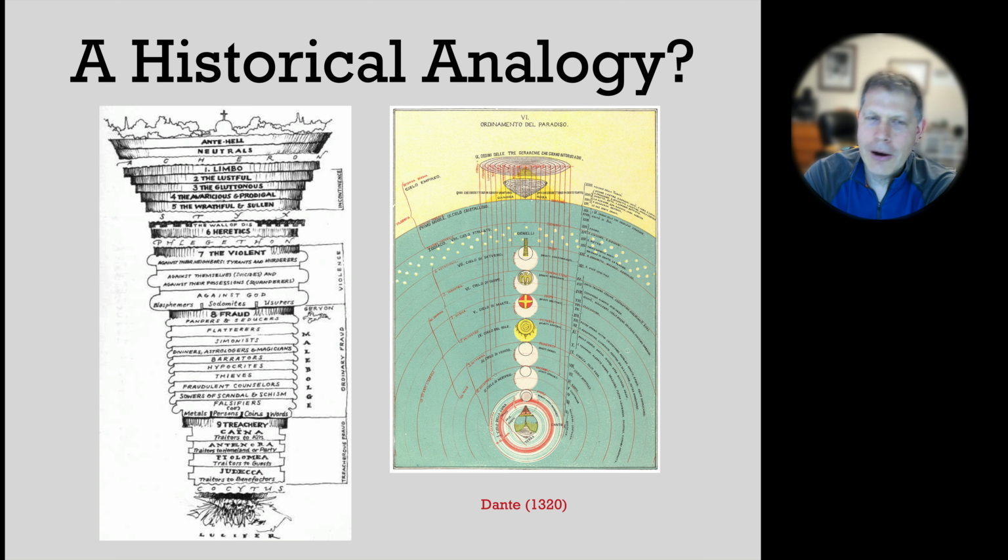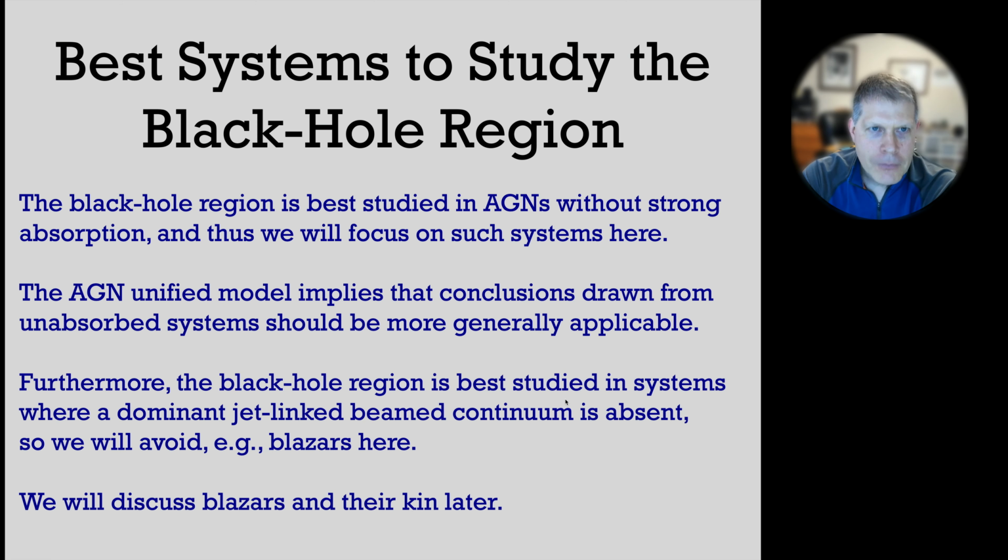And while our discussion of active galaxies may not have the same poetry as Dante, it does have its own unique charms. And so with that, let's move on to the black hole region, which again will mean, for the purpose of this discussion, the region within about 20 gravitational radii of the black hole.